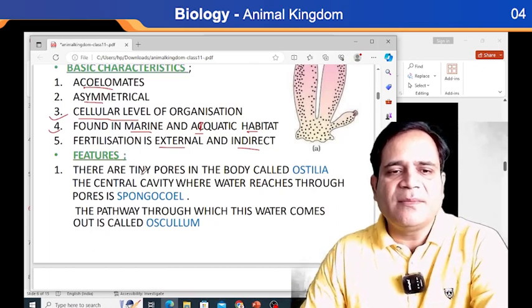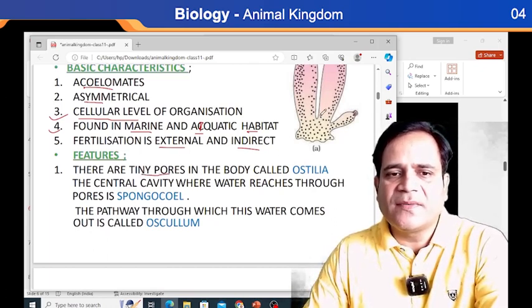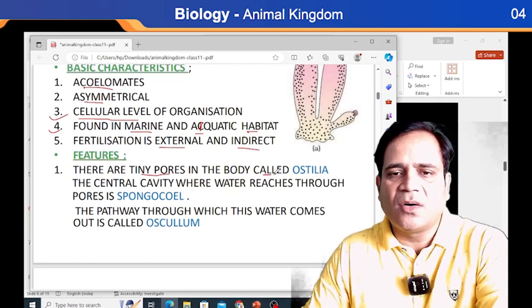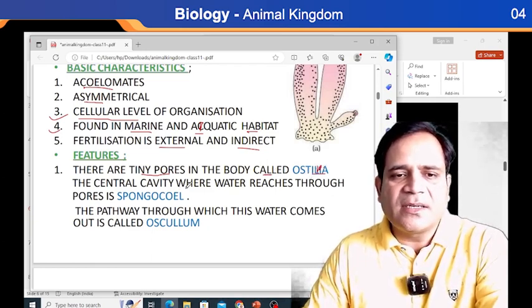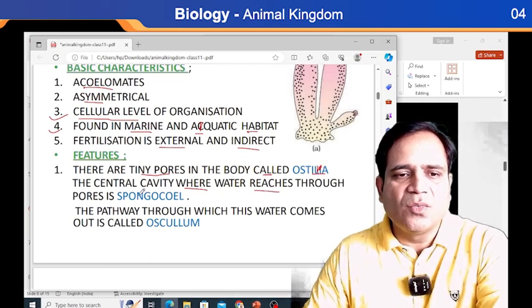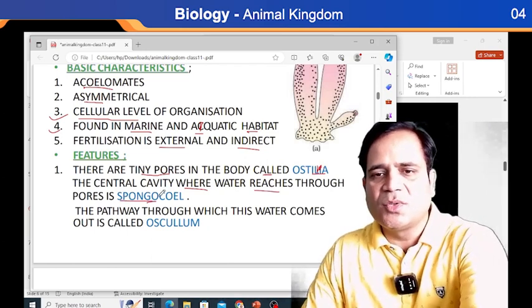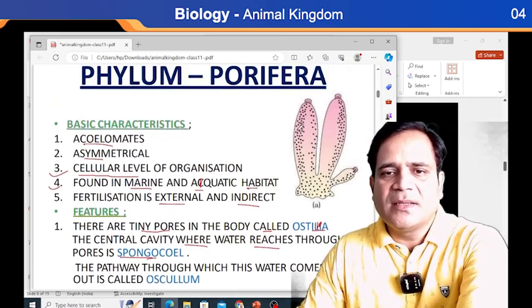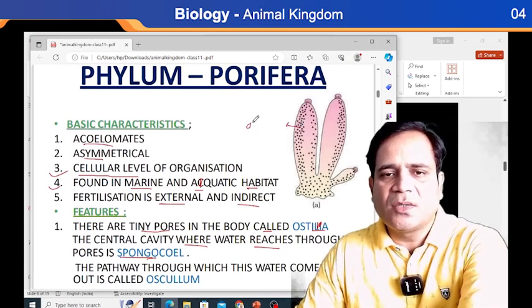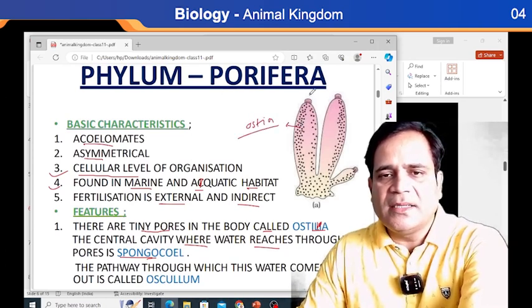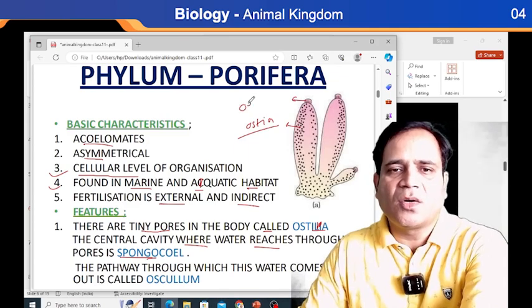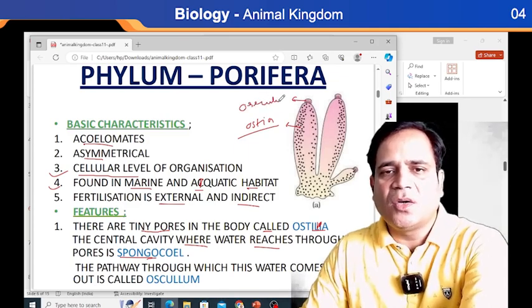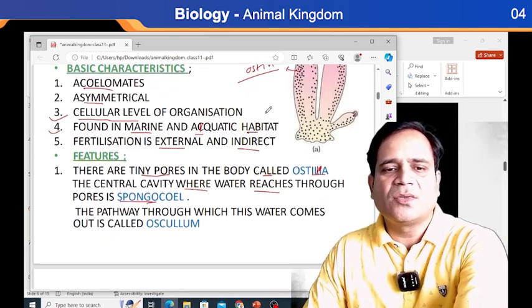So now see the features. They have tiny pores in the body surface, called ostia. The central cavity where water reaches through pores is called spongocoel. This one is the minute opening known as ostia, and this one is the bigger opening known as osculum, my dear. Correct.